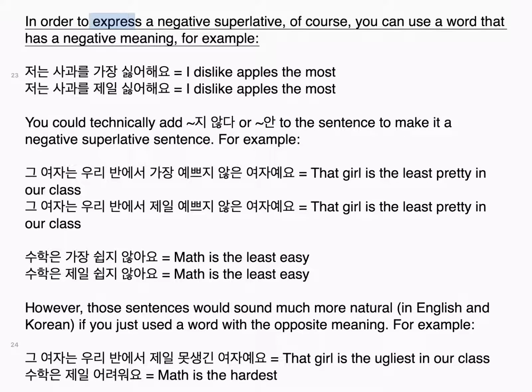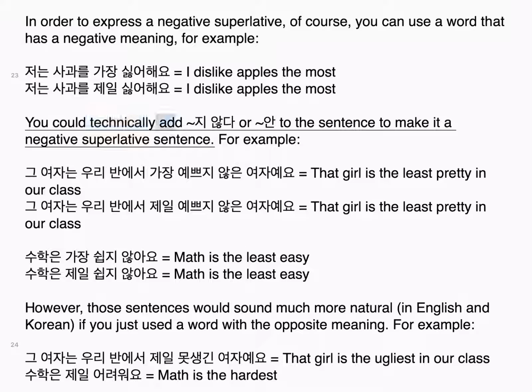In order to express a negative superlative, of course, you can use a word that has a negative meaning. For example, 저는 사과를 가장 싫어해요. I dislike apples the most. 저는 사과를 제일 싫어해요. I dislike apples the most.